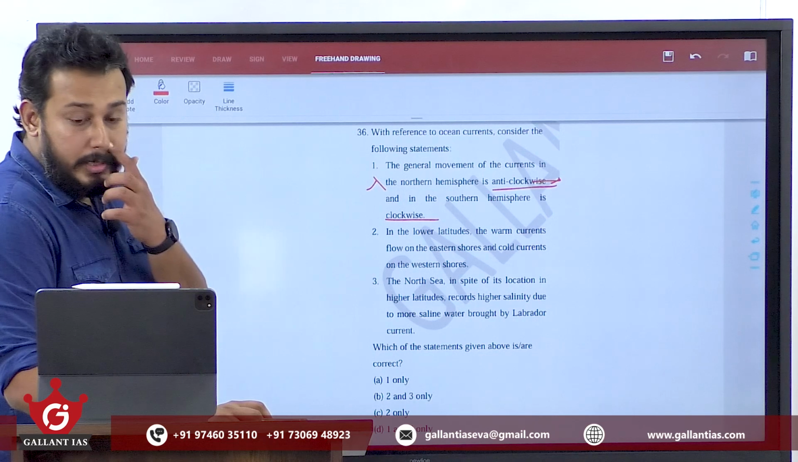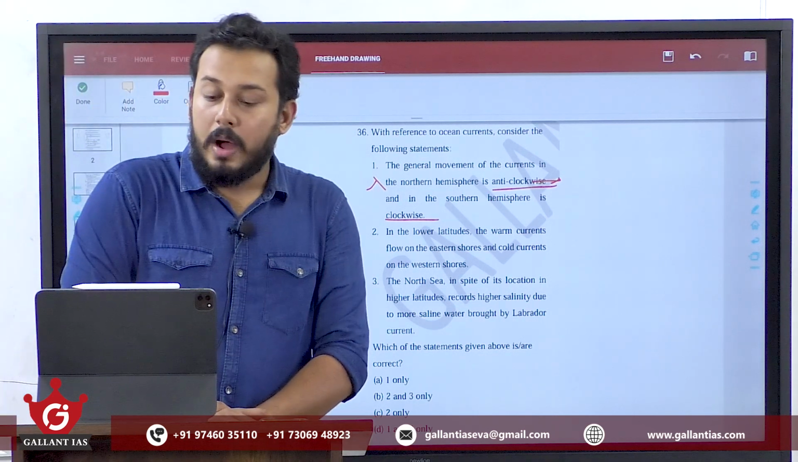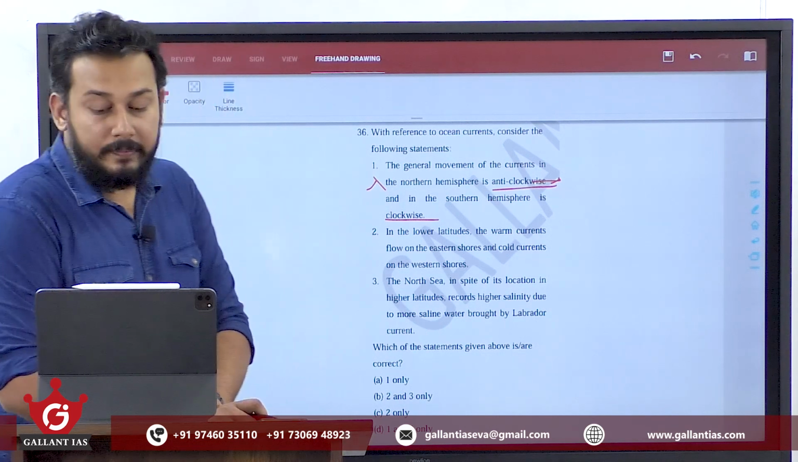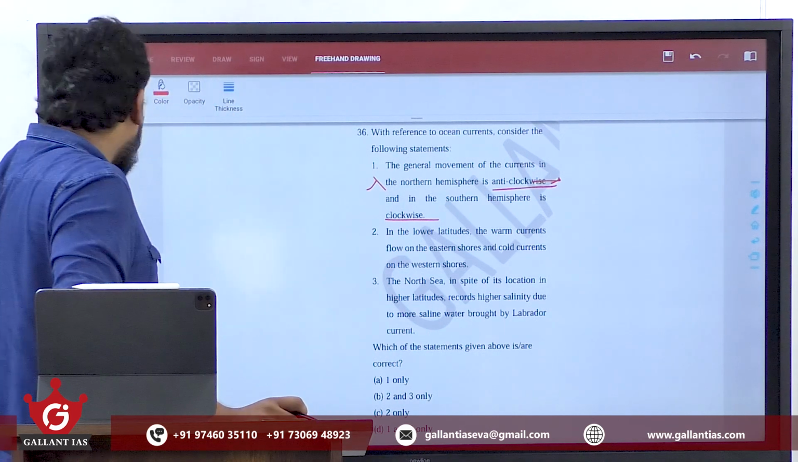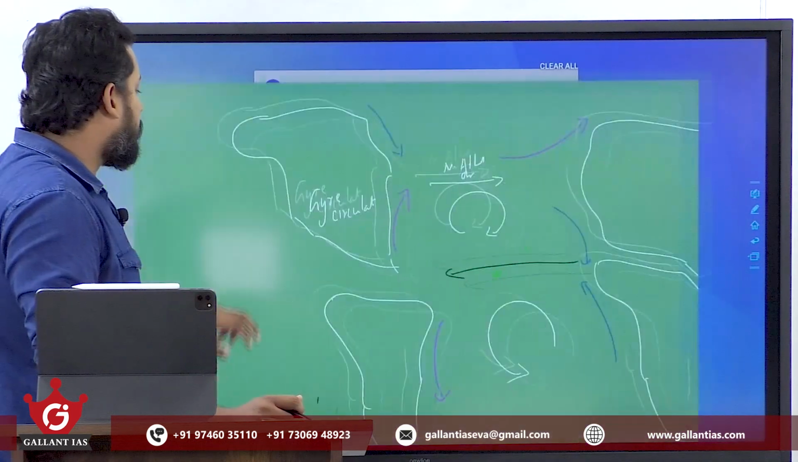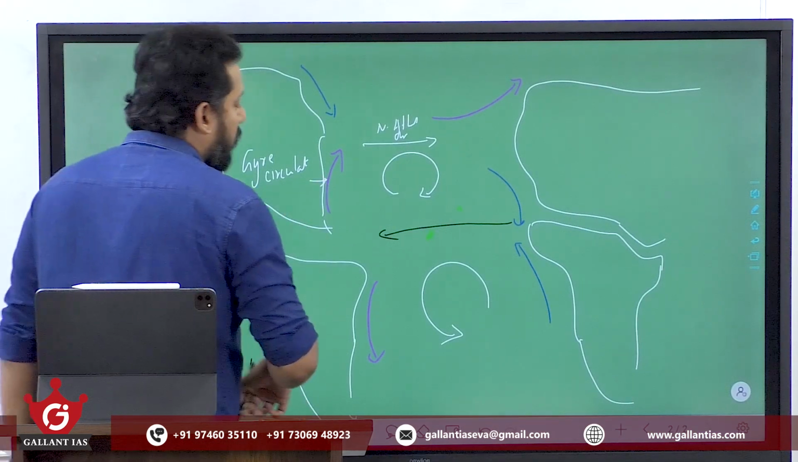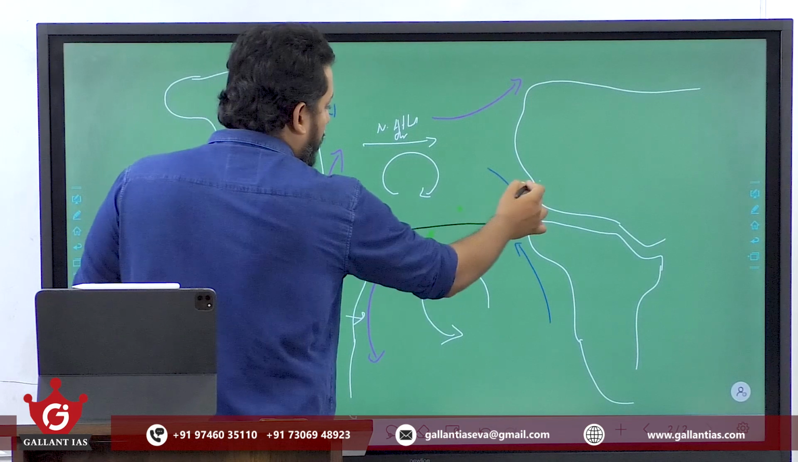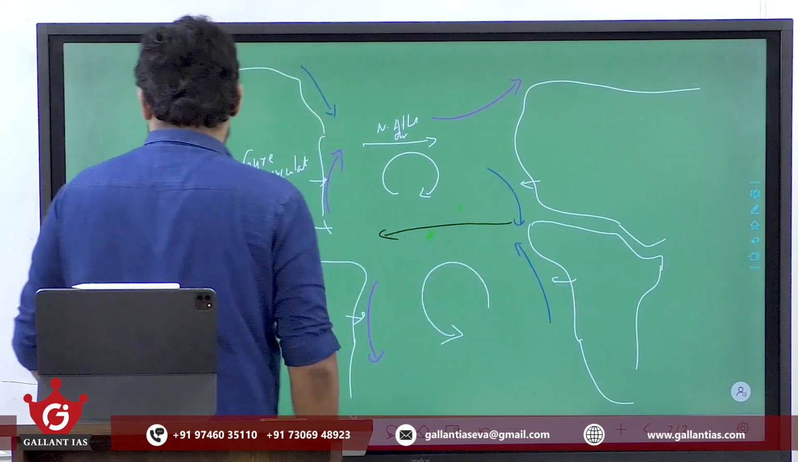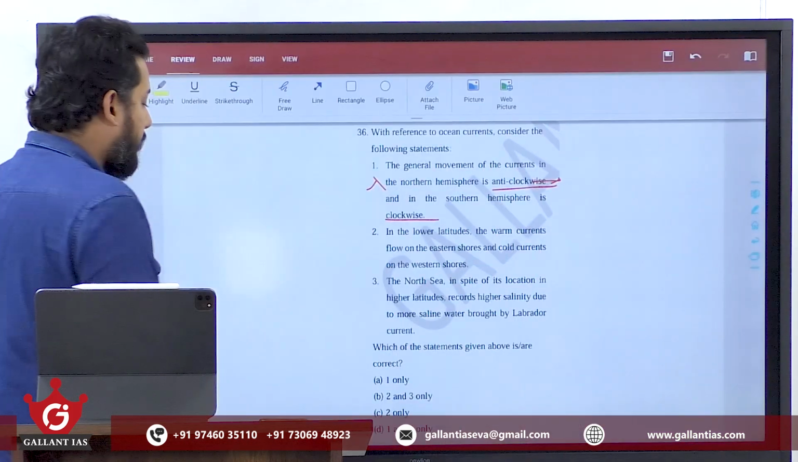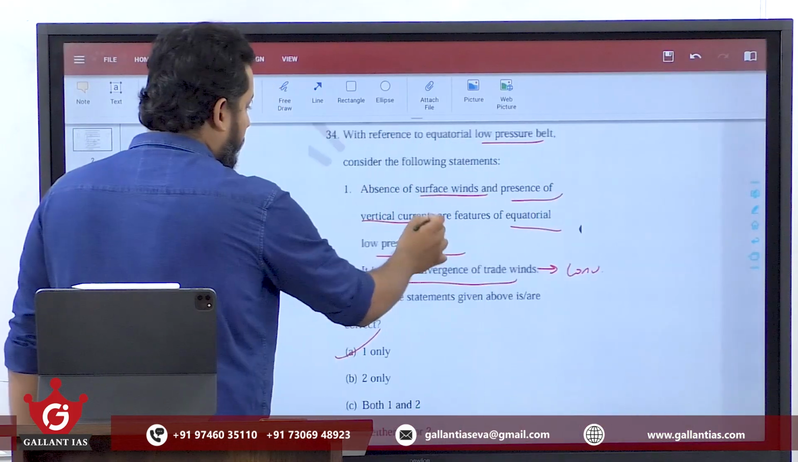Moving on to the second statement. In lower latitudes, warm currents flow on the eastern shores and cold currents flow on the western shores. Again, just recollect that figure of this ocean. You can see warm currents are on the eastern shore, cold current on the western shore. That makes the second statement to be right. Second statement is right. Sorry.